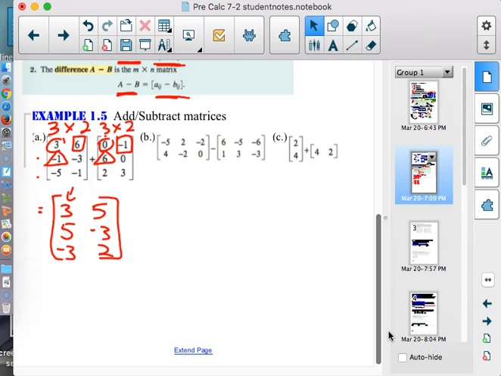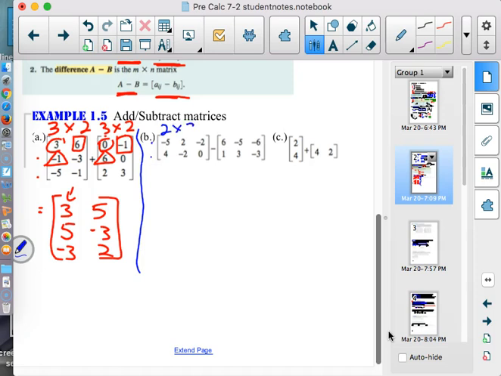Let's go to B. 2 by 3. 2 by 3. We can do the subtraction. And again, what we do is we just look for the corresponding entries. So -5 minus 6 will be -11. 2 minus a -5 will be 2 plus 5, which is 7. -2 minus a -6 will be -2 plus 6, which is 4.